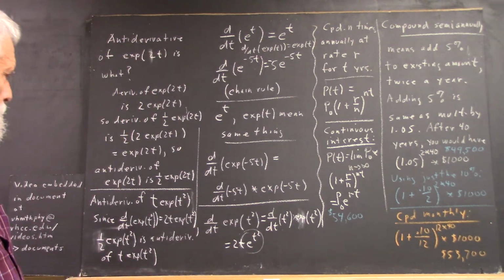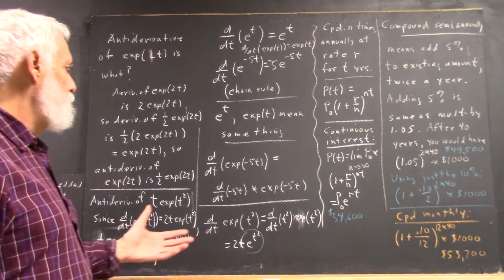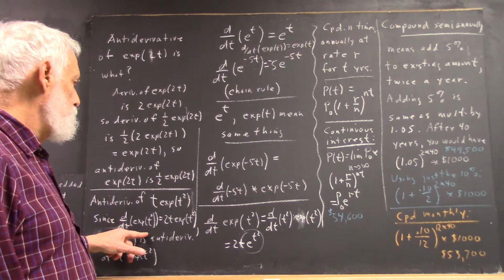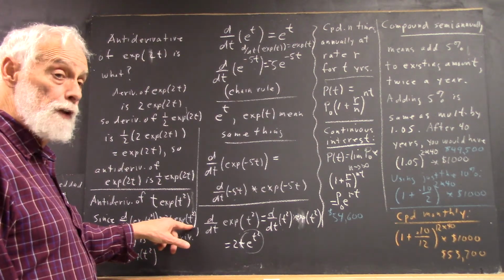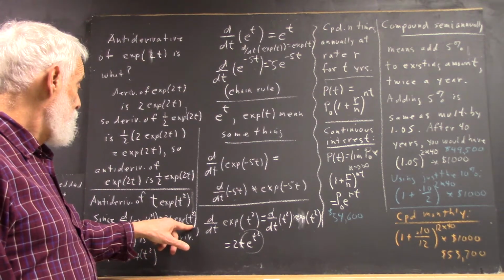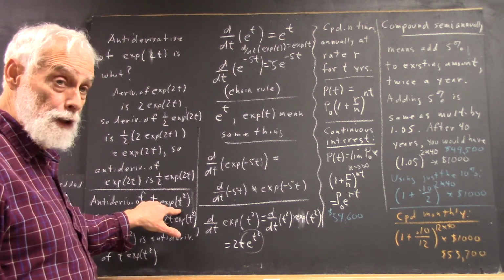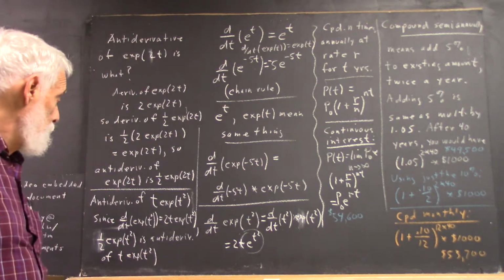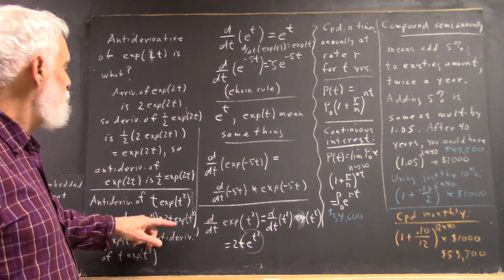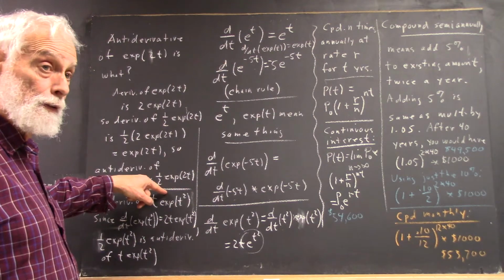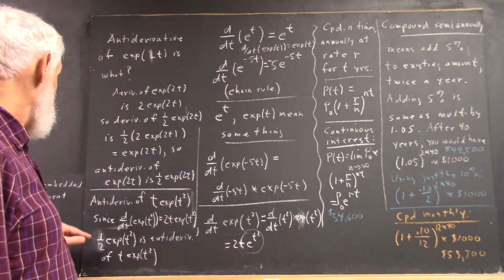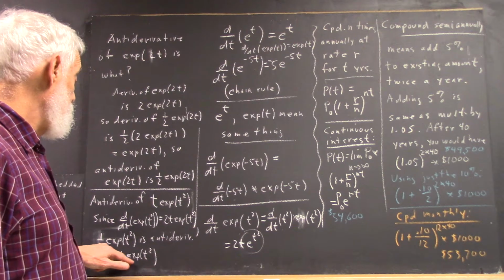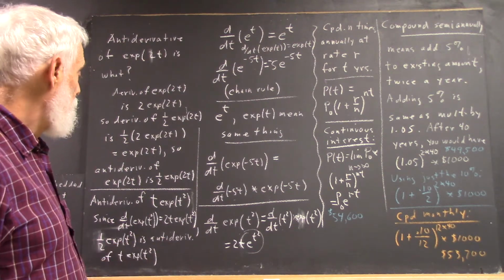Okay, we can use that fact, because the derivative of exp of t squared is 2t exp of t squared. And that's a whole lot like t exp of t squared. It differs only by a constant factor. This tells us that if we took the derivative of half of this, we get this. So 1/2 exp of t squared is the antiderivative of t exp of t squared.